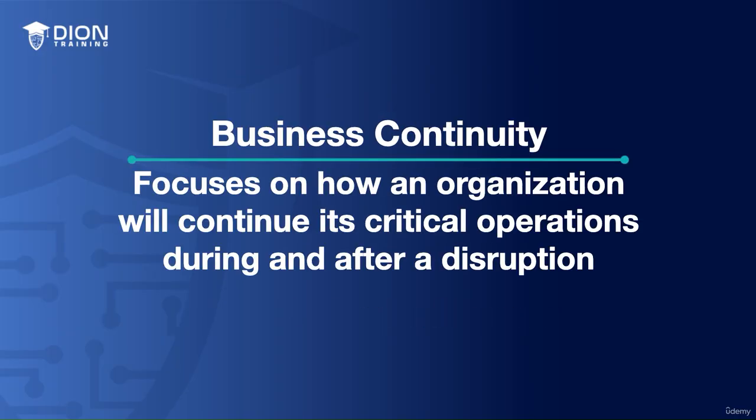Business continuity is all about ensuring that an organization can continue its operations even in the face of disruption or disaster. A business continuity policy focuses on how an organization will continue its critical operations during and after a disruption, and outlines the steps to be taken to ensure minimal interruption to services and to recover as quickly as possible. This might include strategies for dealing with power outages, hardware failures, or natural disasters. By planning for business continuity, organizations can mitigate the impact of disruptions and ensure their survival.